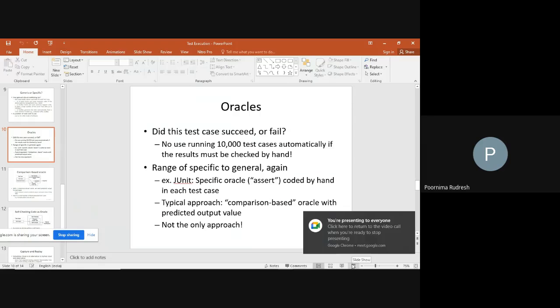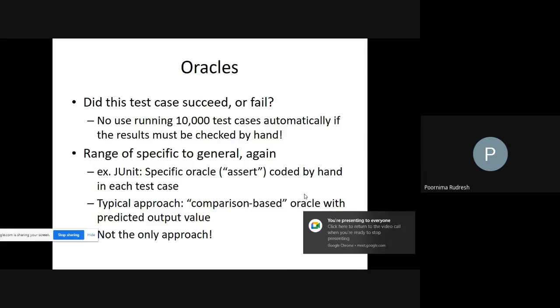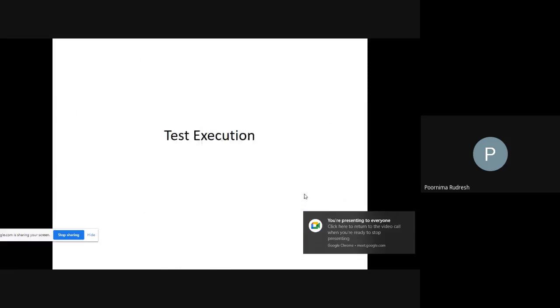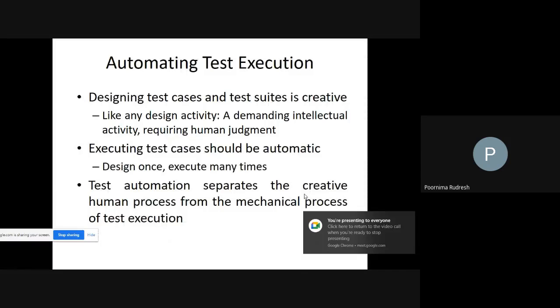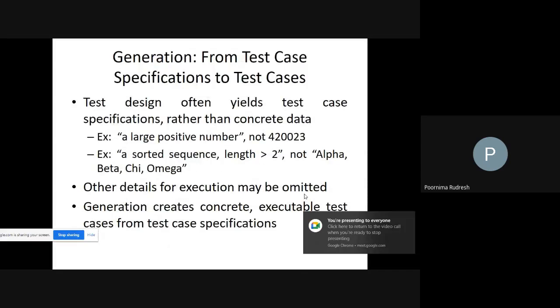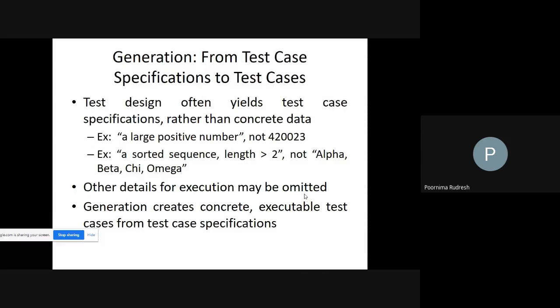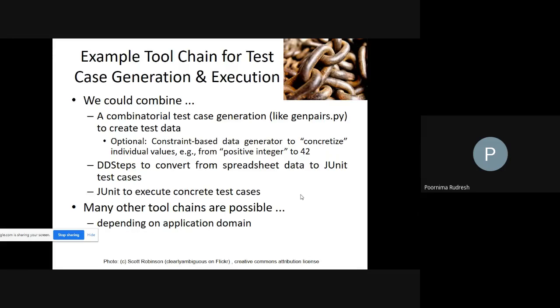In the last class, I started the chapter test execution. In that, I explained what test execution is, then how to automate the test execution by using different testing tools, then the construction of the test cases for the given specifications. Then you studied the example for the test case generation and the execution.